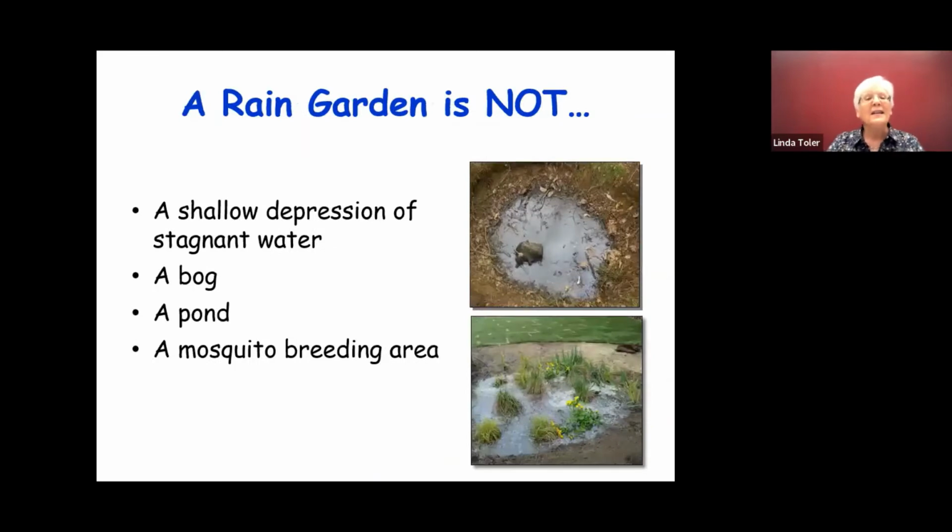So a rain garden is not a shallow depression of stagnant water, nor is it a bog. It's not a pond. And if properly constructed, it will not be a mosquito breeding ground.